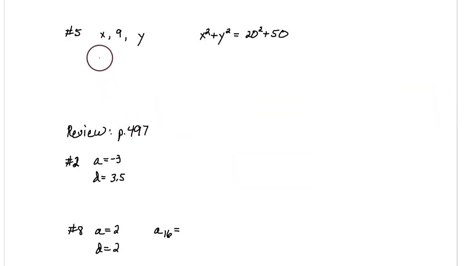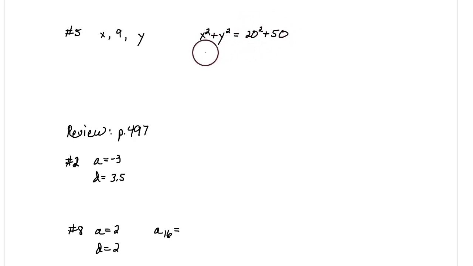Next, number 5. The arithmetic mean of two numbers is 9. So notice I've made a sequence of numbers, used variables to represent these, and the number in the middle is 9. If the sum of the squares of the numbers, so x squared plus y squared, is, the word is an equals, 50 more than the square of 20, so here's how you would show that, then find the numbers.